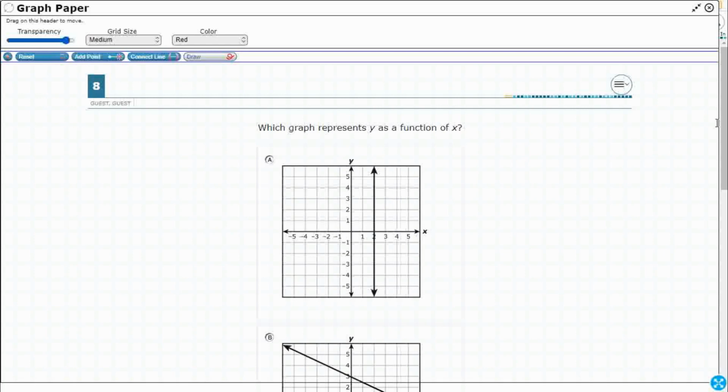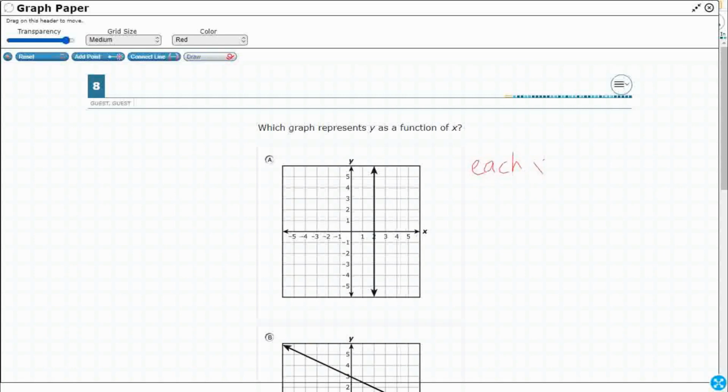So first off, what is a function? A function is when each x value, so each x coordinate, is paired or leads to or is mapped to exactly, and that's going to be the key point right there, exactly one y value. So when each x value, so we're starting with our x, it has to be paired with exactly one y value, right?